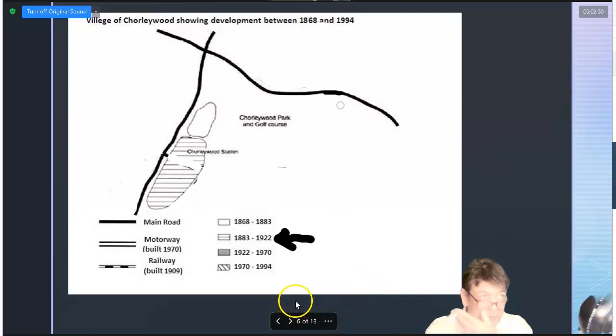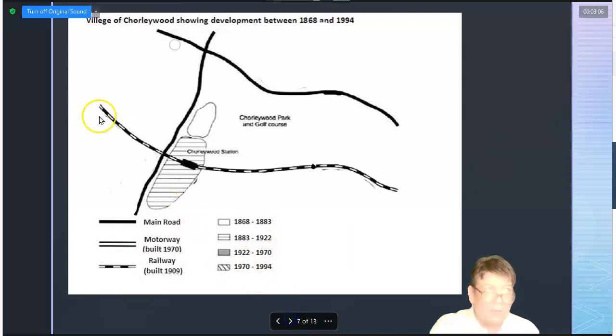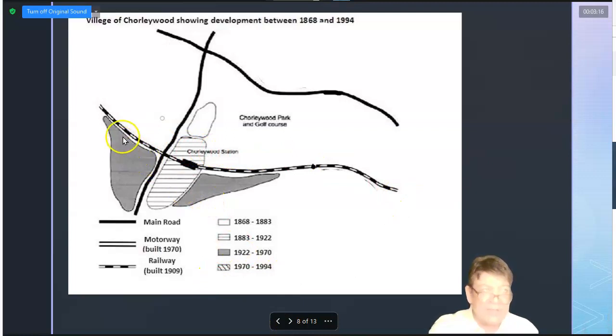So, by 1922, between 1883, this happened. Now, how would you describe that growth? What direction did it go? What did it follow? Follow, follow, follow. And about halfway through that time, in 1909, they built the railway. What happened after that? Oh, look at that. Once again, development along the road, but also, significantly, along the railway, on the south side of the railway. It just followed the railway.